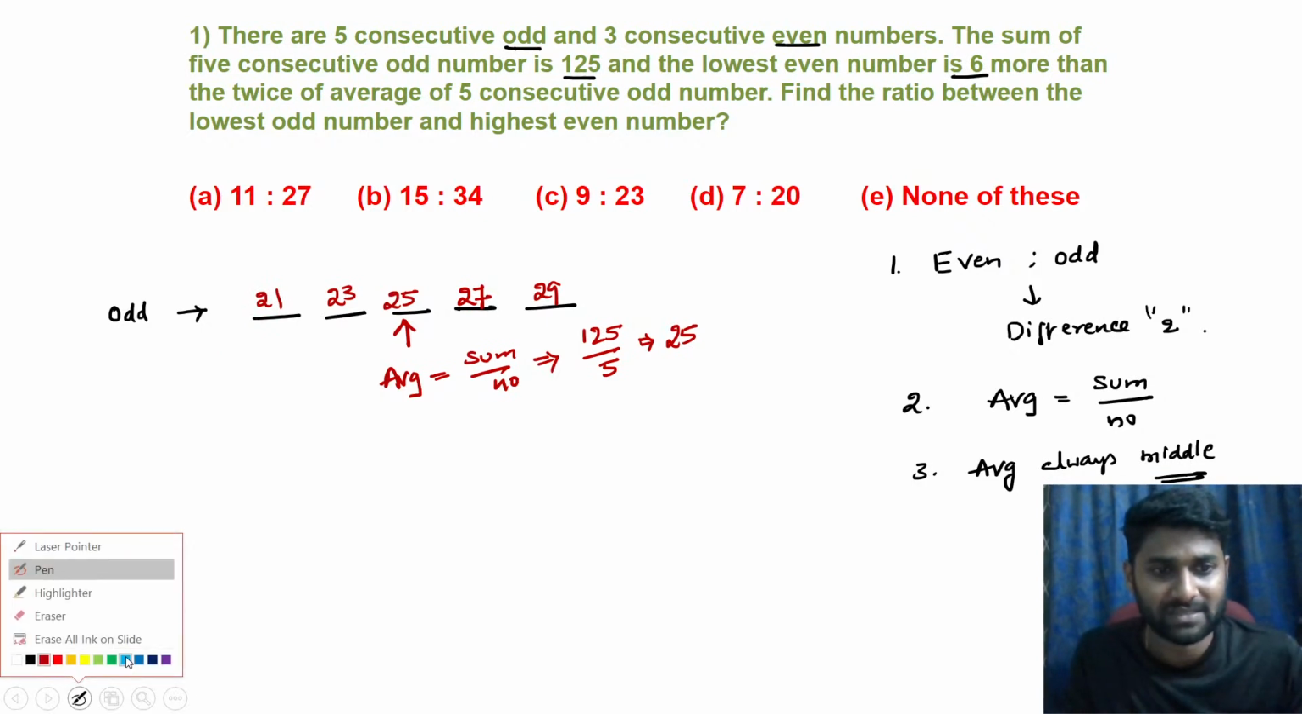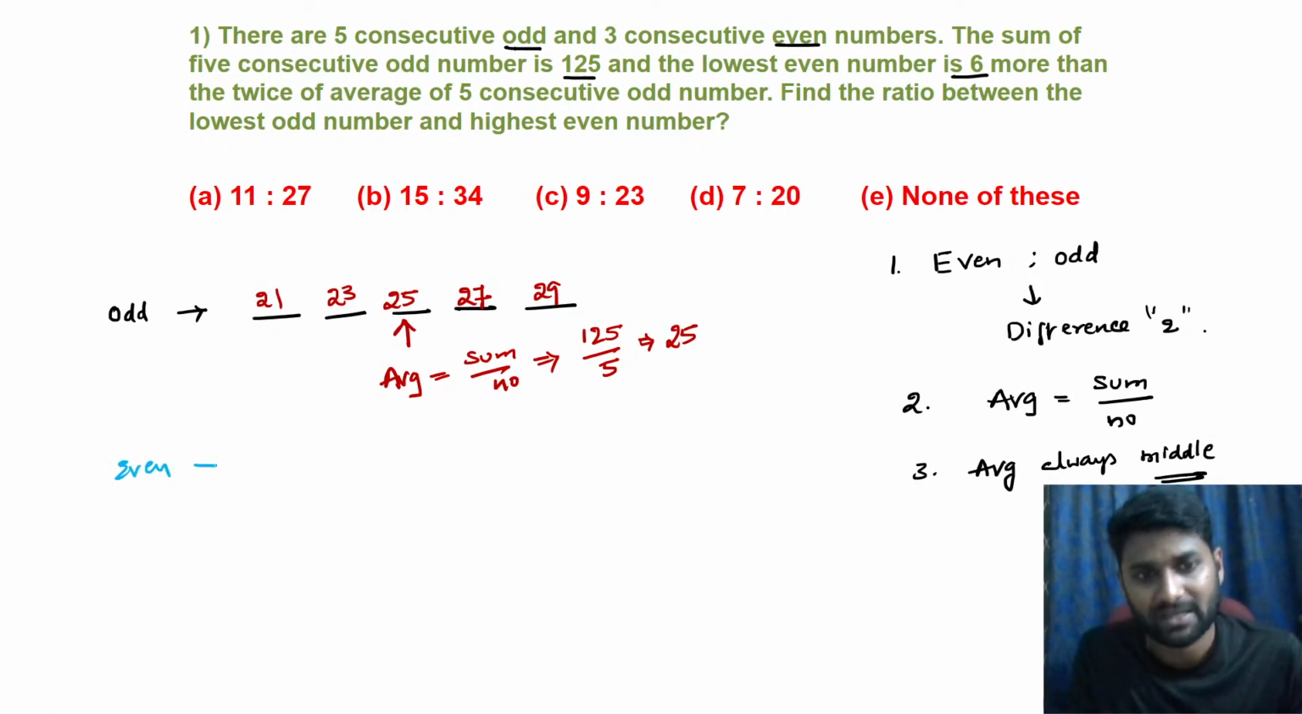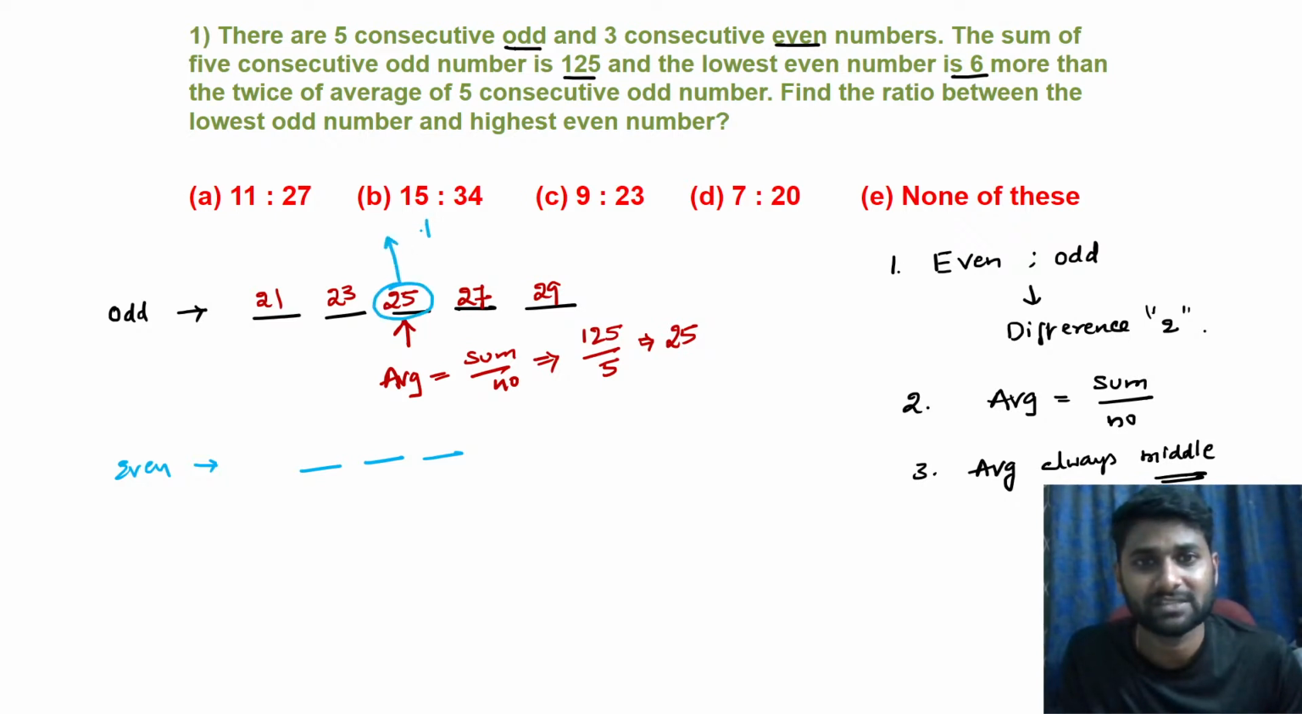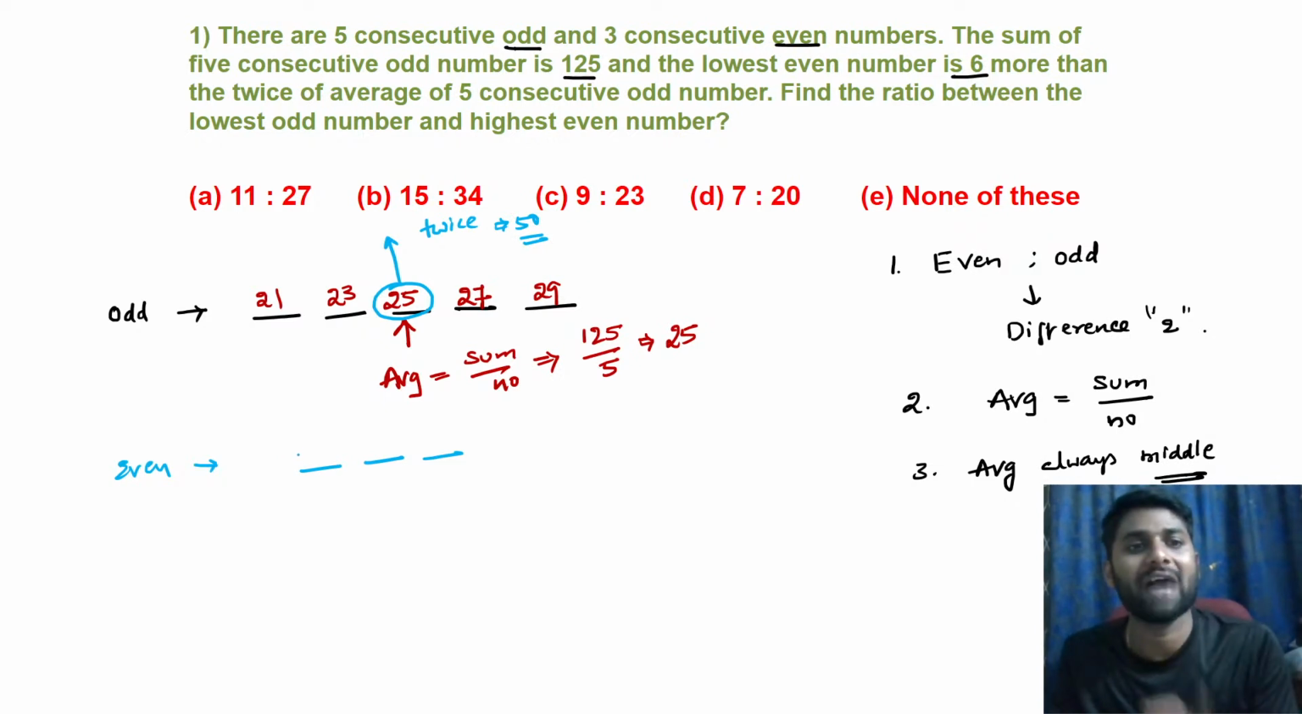Next there is a comparison, the even number count. You have to pick 3 even numbers, and the first one is the lowest. The lowest even number is 6 more than twice the average of the 5 consecutive odd numbers. The average is 25 and twice that is exactly 50. The lowest even number should be 6 more than that, so this is 56. Even number to even number the difference is 2, so the next even number is 58 and the next is 60.